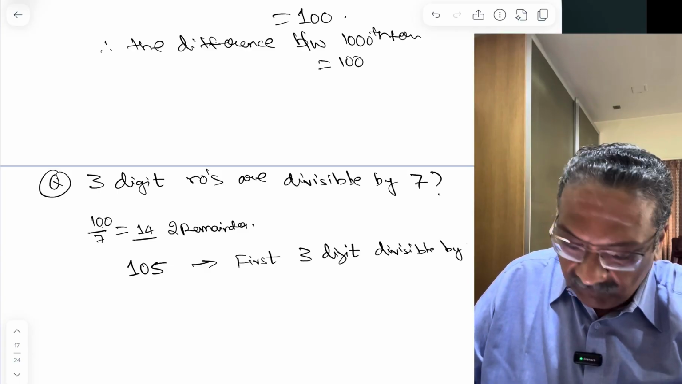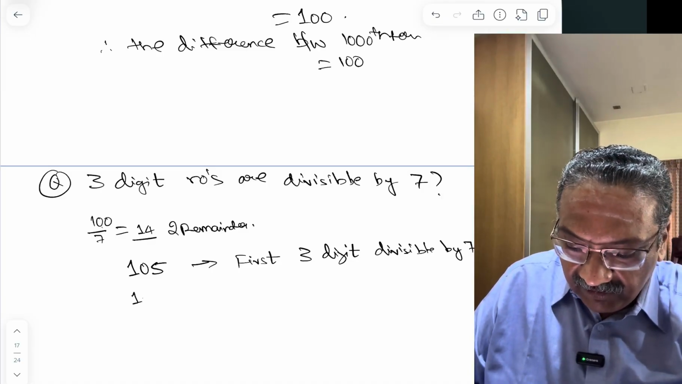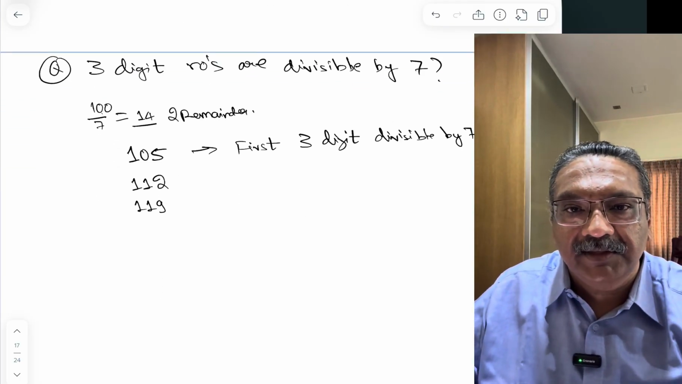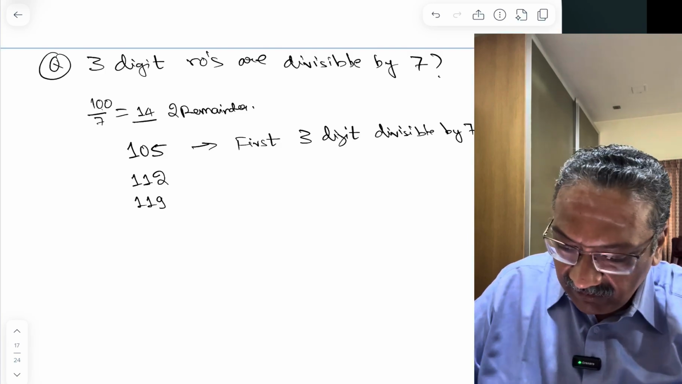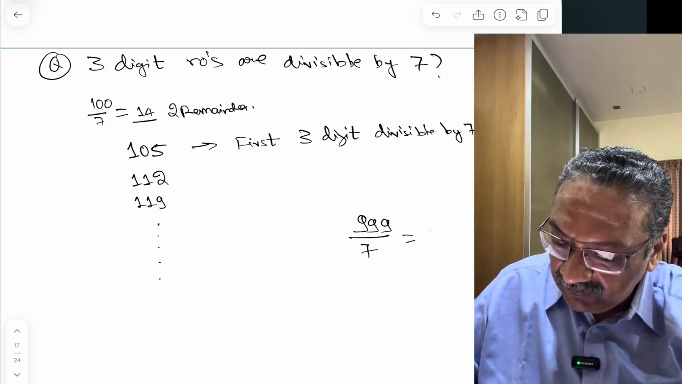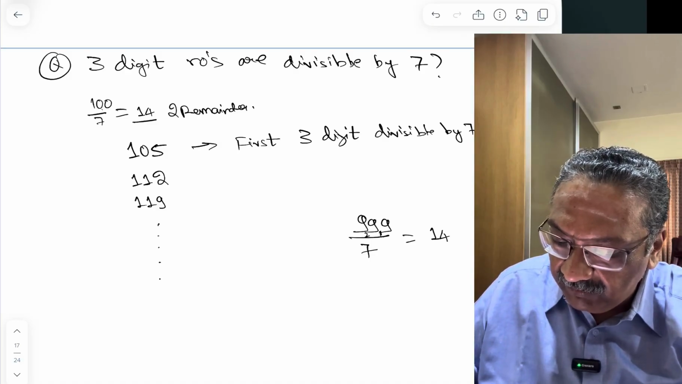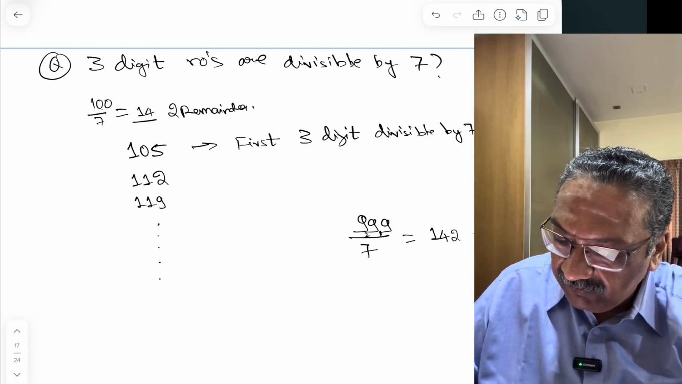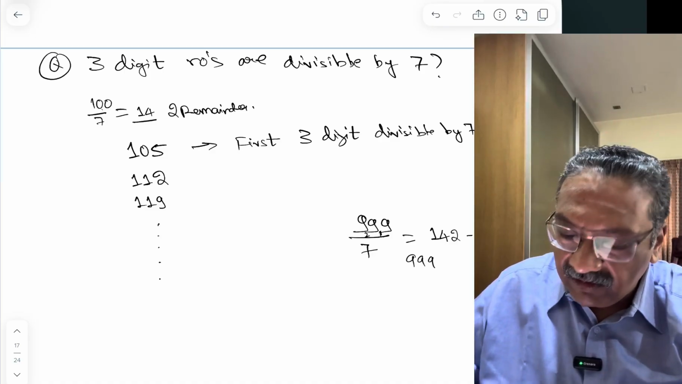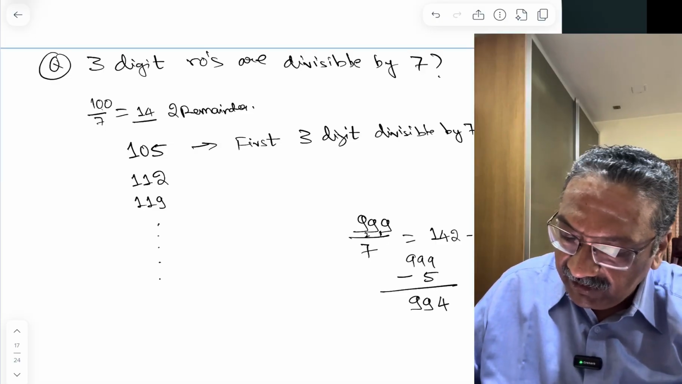Okay. Similarly, the next 3-digit number divisible by 7, you just go on adding 7. That will be 112, 119 and so on. Now what will be the last 3-digit number divisible by 7? Let us take 999. Is it divisible by 7? 999 divided by 7: 7 ones are 7, 7 fours are 28, so 1 remaining, 7 twos are 14, 5 is the remainder. So for no remainder, we have to subtract 5. The largest 3-digit number divisible by 7 will be 999 minus 5, which is 994.